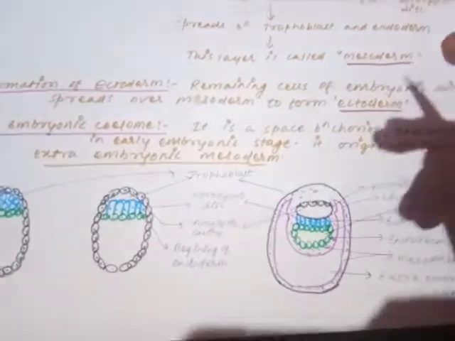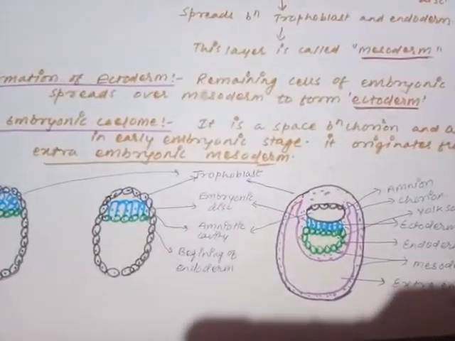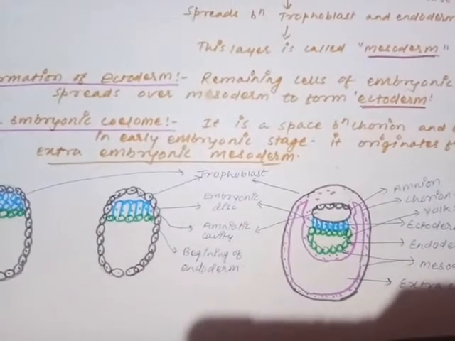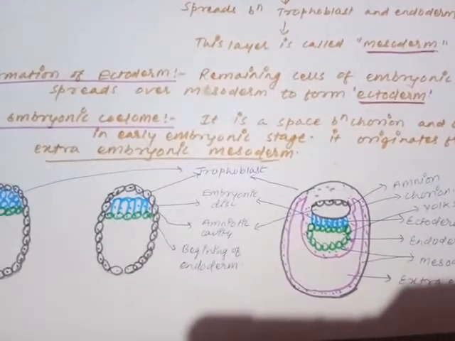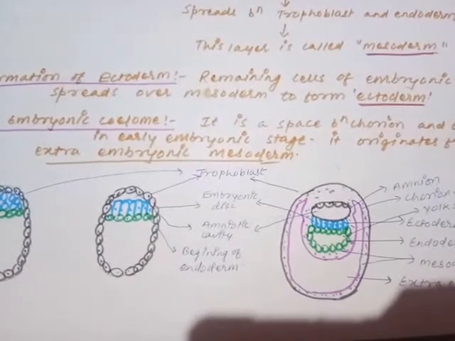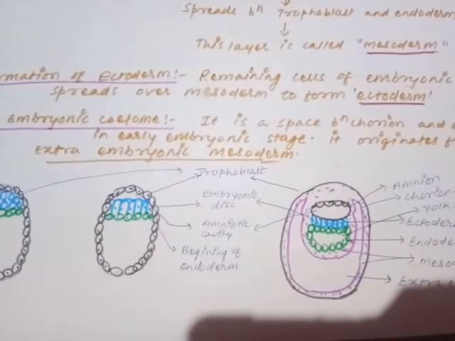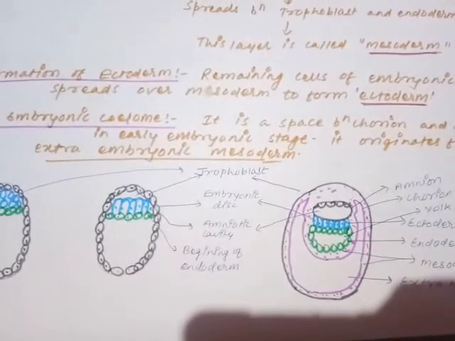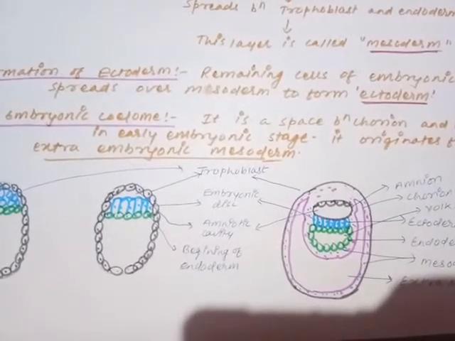So what is gastrulation? Gastrulation means the formation of the germinal layers: ectoderm, mesoderm and endoderm. Ectoderm means the layer which is present at the top, mesoderm the middle layer, endoderm the innermost layer, and all these three layers will be formed by the epiblast layer, which is formed by the differentiation of the embryonal knob, the ICM.